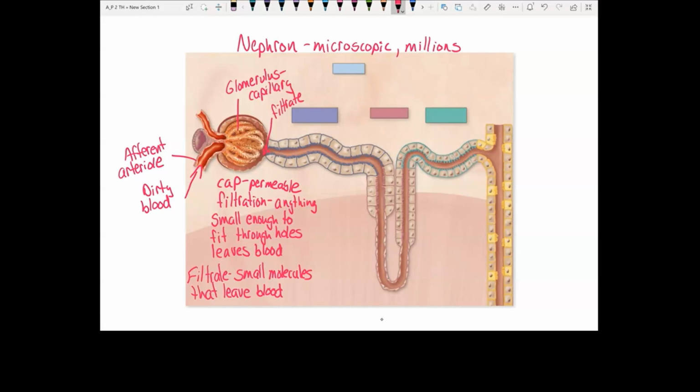And notice that you have a structure surrounding this capillary. This is Bowman's capsule. It surrounds the glomerulus and catches the filtrate. So all along here, you would have small molecules coming out, and they're all being caught by that capsule.